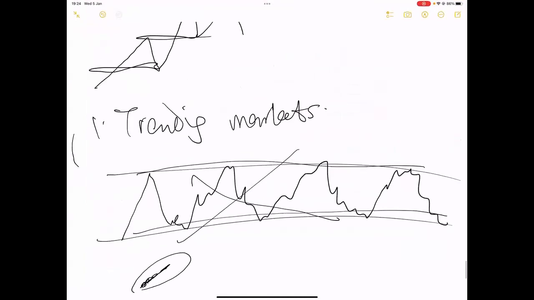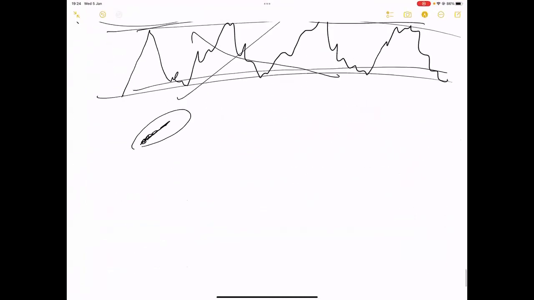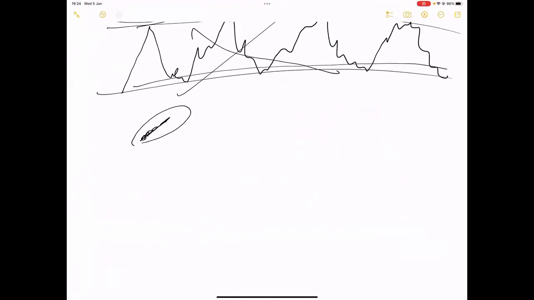So best trading setups, I won't lie to you. Number one, trending markets. Number two, a market that has a clear support or resistance.